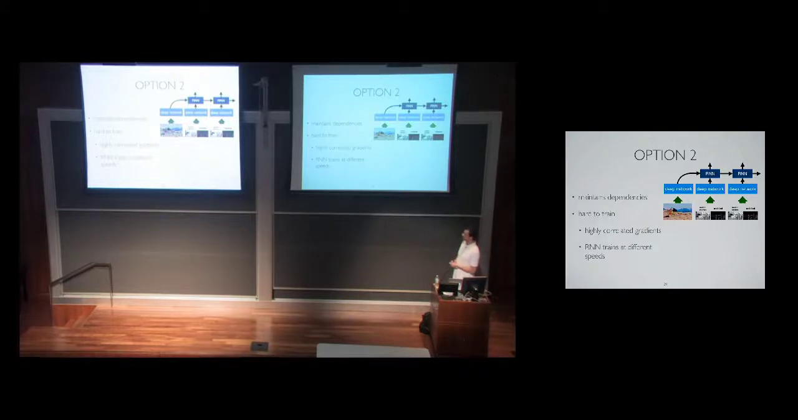Now, the RNN maintains these dependencies, but it's extremely hard to train, and it was a big source of frustration for my student to try to train this. First of all, gradients in this RNN are highly correlated because you're feeding in consecutive images or consecutive frames of a video.